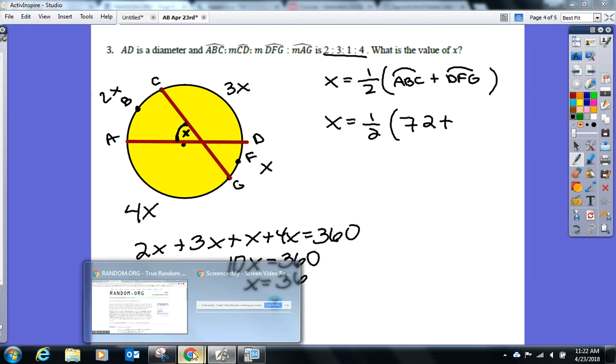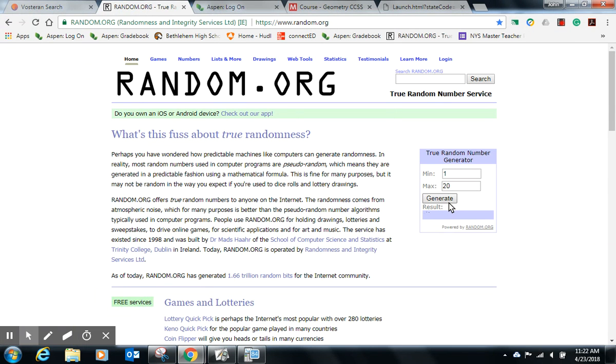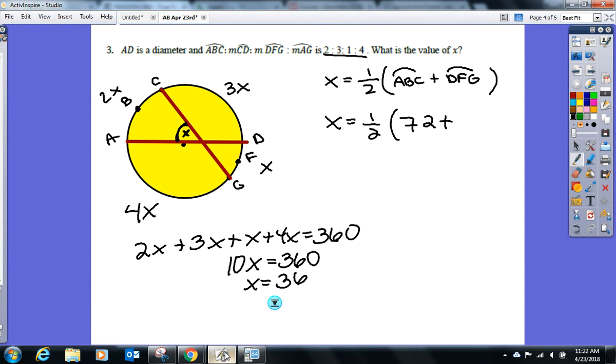And what about DFG, everyone? DFG. What do you got for me? 36. All right, here you go. So we're taking half of 108 and 54 degrees.